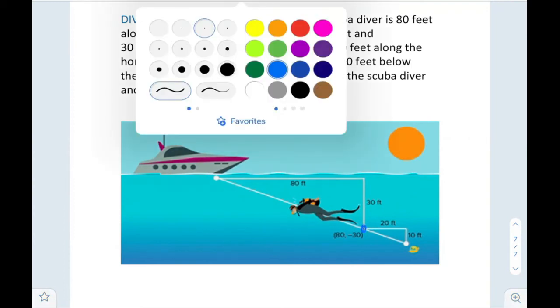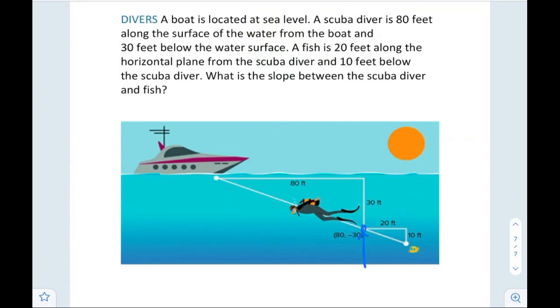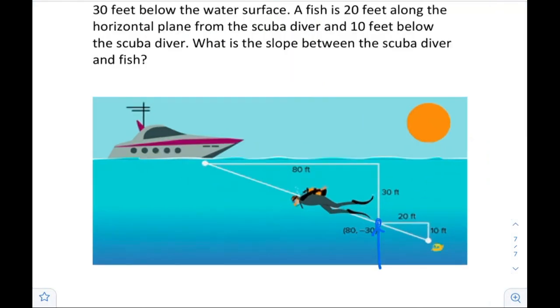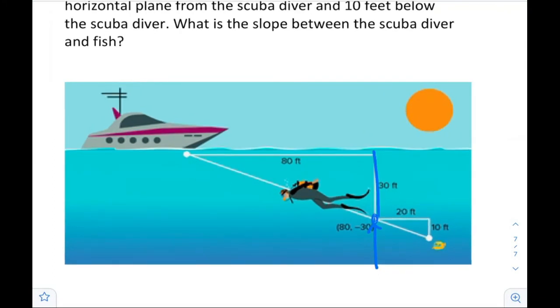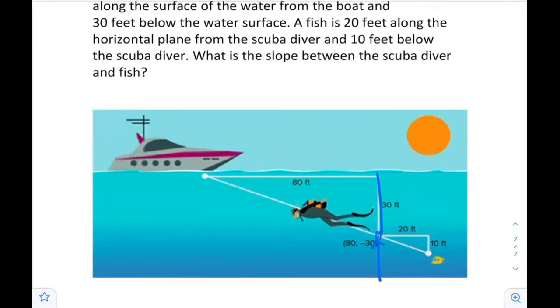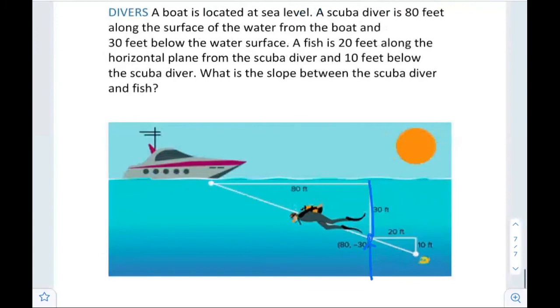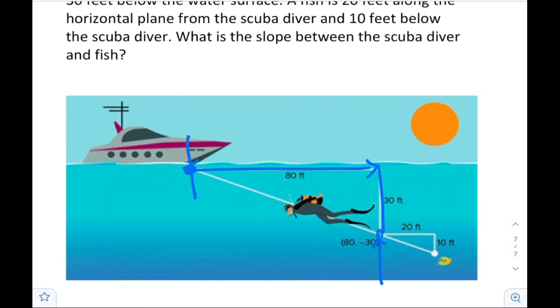He is here. He is staying below sea level. And he is 30 feet below the sea level. Here he is. And also he is 80 feet from this boat. This is 80 feet, yes. And that's why the coordinates are 80 and negative 30, because we will consider this point to be our origin. And this diver is 80 feet to the right of this zero, the origin point, and 30 below sea level, so it's minus 30. So this is the point. So this will be my x1, y1 point.